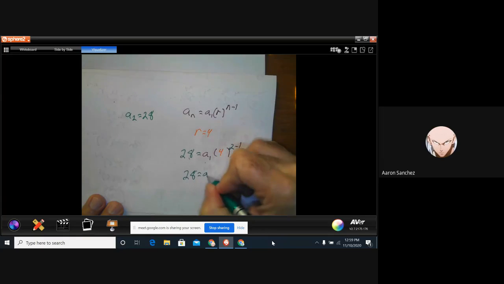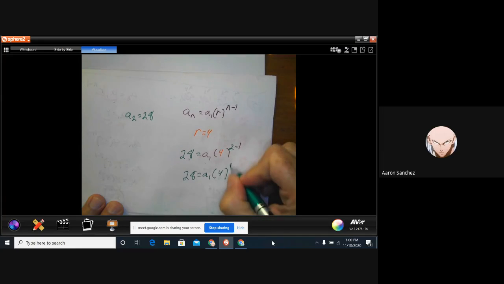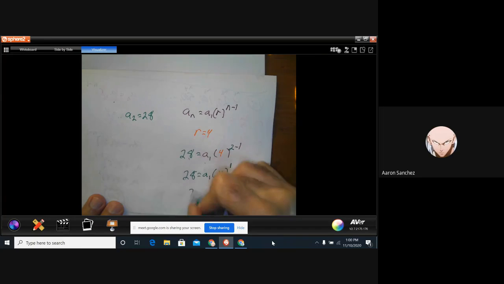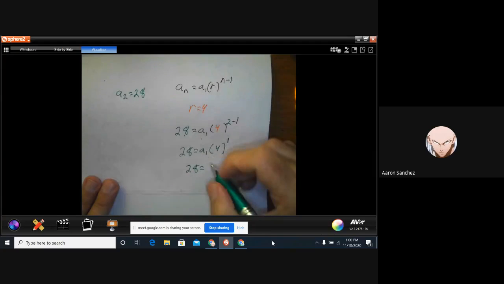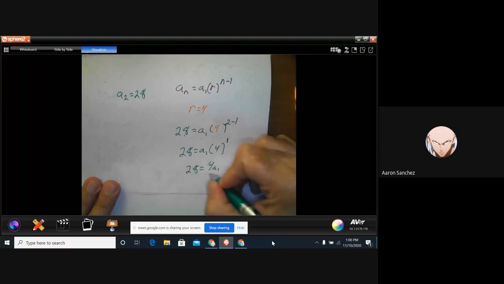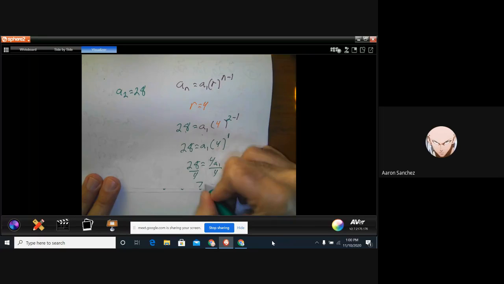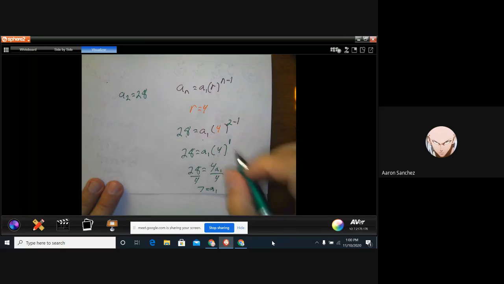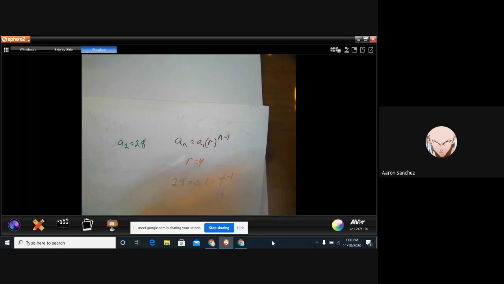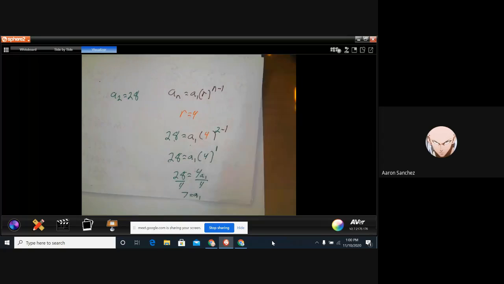28 equals a to the 1 times 4 to the 2 minus 1. 2 minus 1 is 1. 4 to the 1 is 4, so 28 equals 4 times a to the 1. Divide by 4, and 7 equals a to the 1. So now I have here my a to the 1. Should I hold that there so you guys can see? Sorry, I'm going fast. I'll pause there for a second. A to the 1 equals 7.